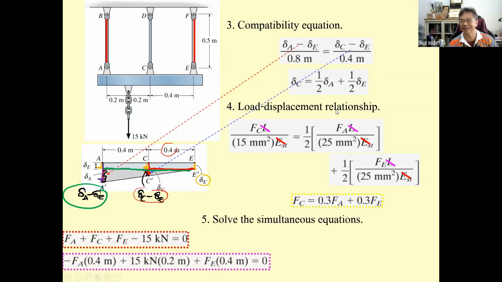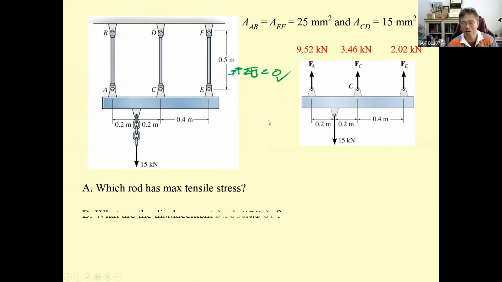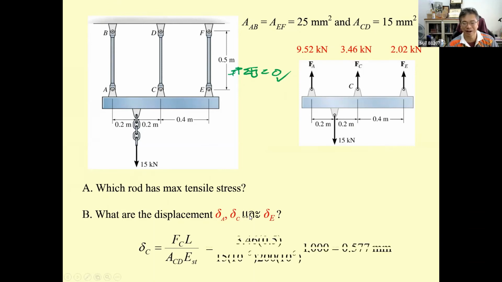The problem is harder, to solve three simultaneous equations to get three unknowns. It's your duty, and then you just get the forces. You can check it by summation of F sub y equal to 0 or not. It must be equal to 0. So the tensile stress is very easy. The displacement, you may find one and you use the same relationship.